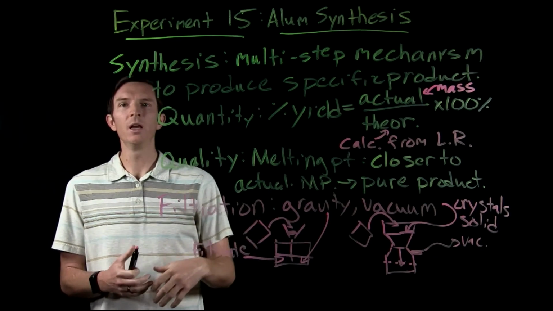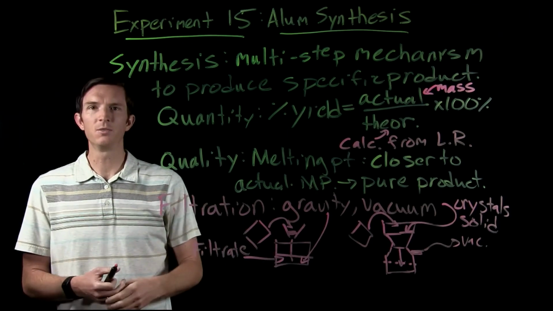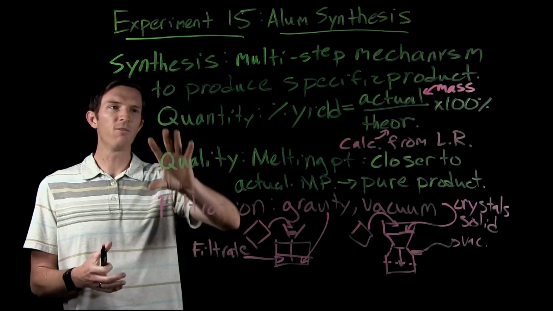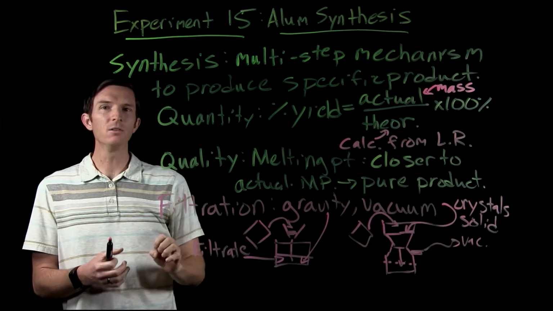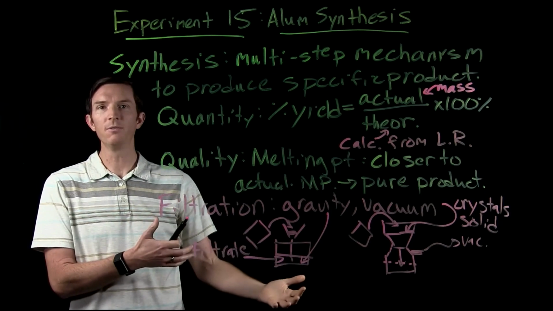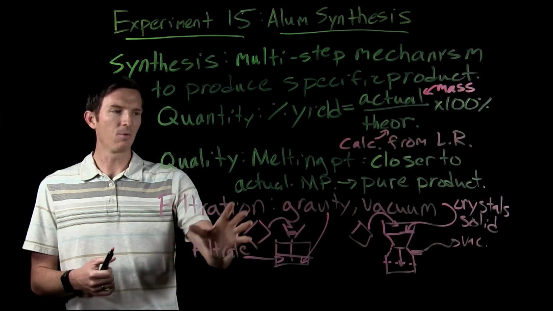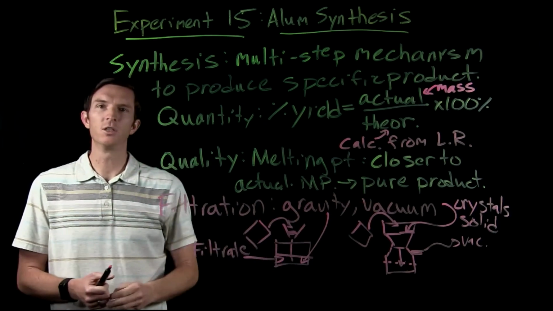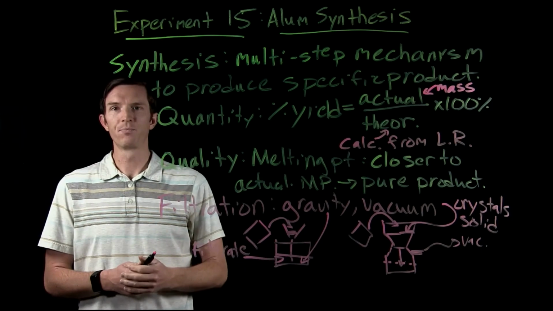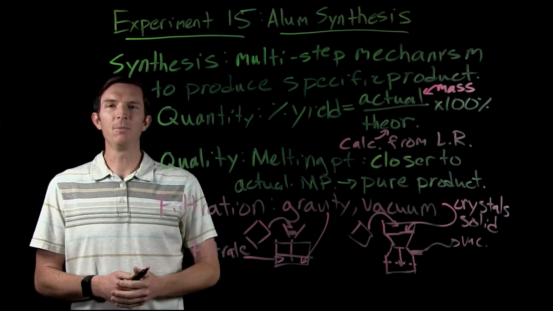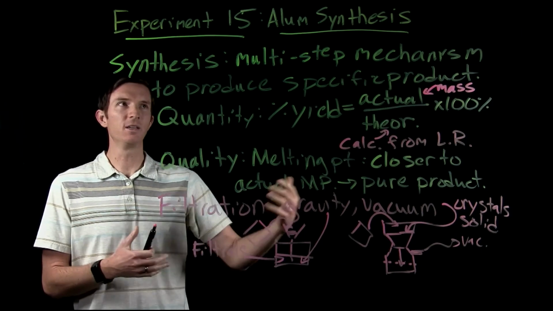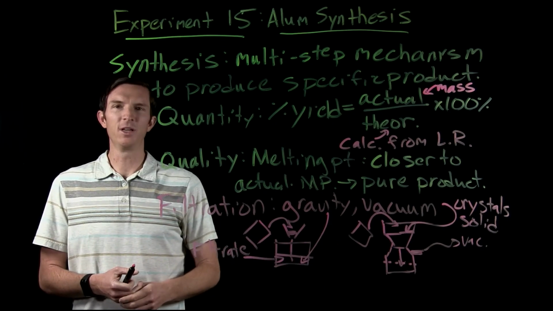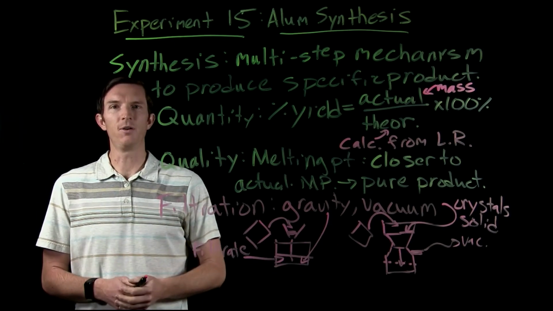Okay, so as we see, we're going to work through a synthesis this week. When we do that, we're going to focus on these two values or identifiers of how well we did the synthesis. And then we're also going to use these two techniques of gravity filtration and vacuum filtration coming up in this lab. Okay, so I hope you have a great lab and experience synthesizing this alum, and you're able to get good quantity and also good quality from this.